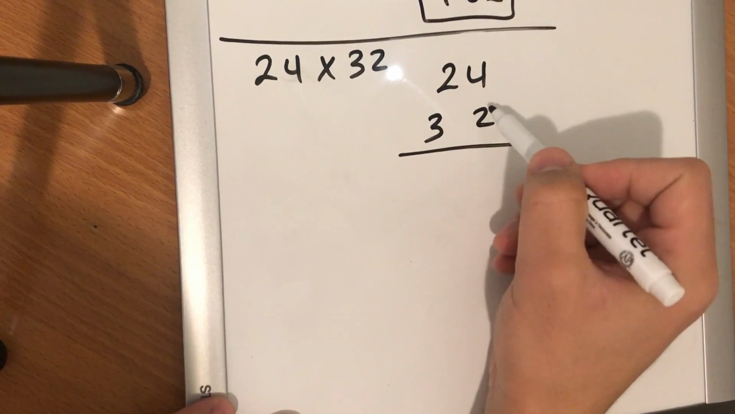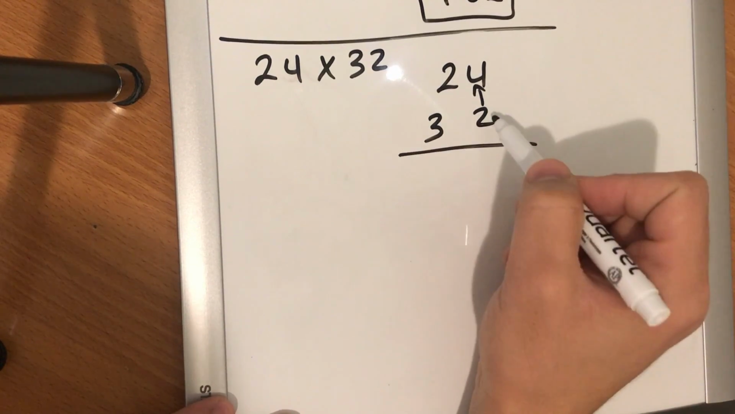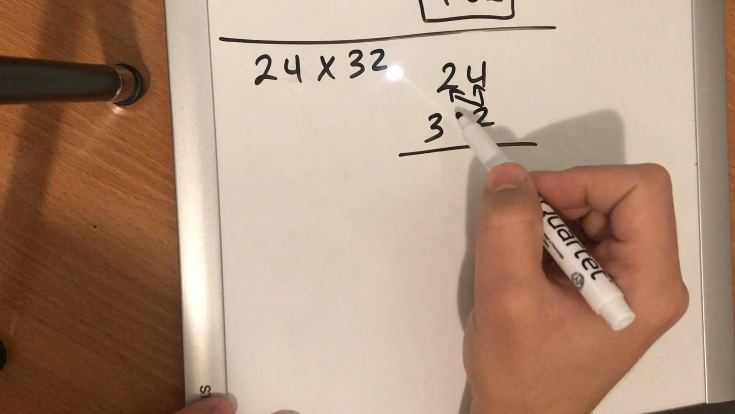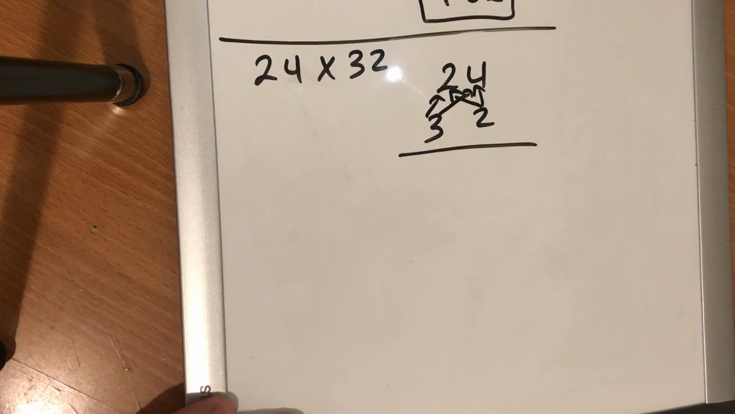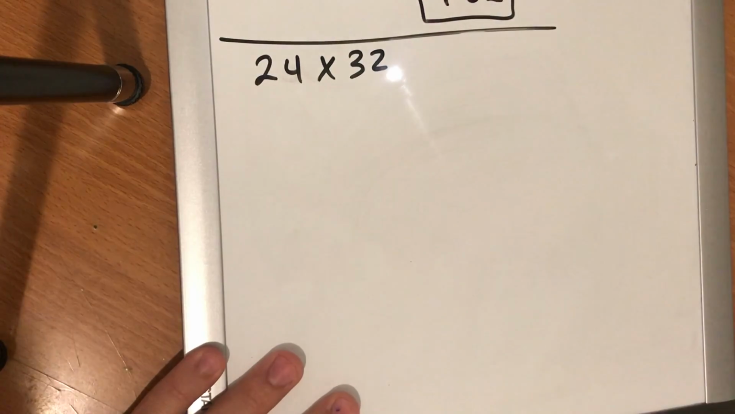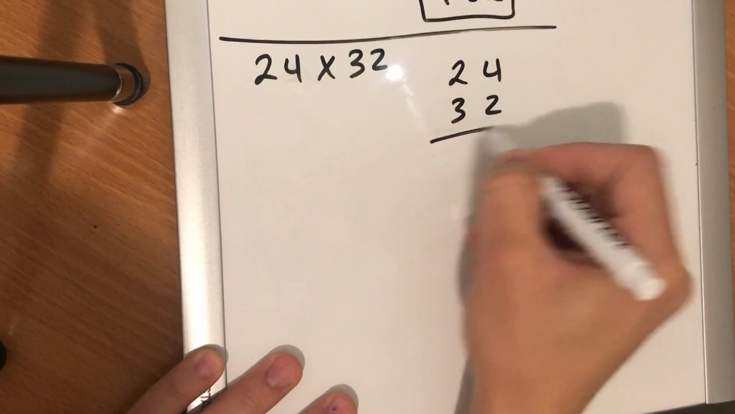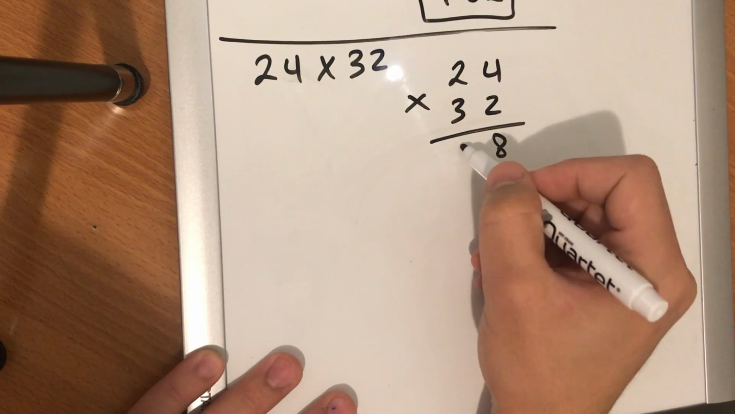You would first multiply the first number times the numbers up here, so 2 times 4 and then 2 times 2. When you're done with that, you're going to multiply the 3 times the 4 and then the 3 times the 2. So let's start with this one. It will be 24 times 32. 2 times 4 is 8. 2 times 2 is 4.